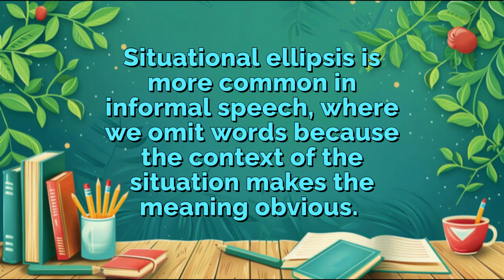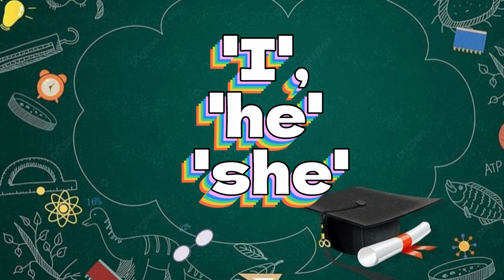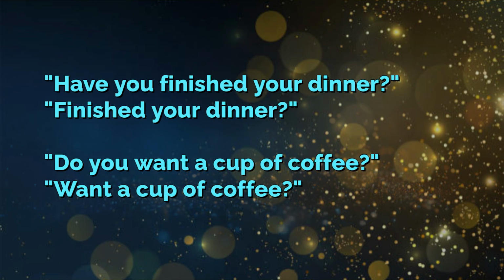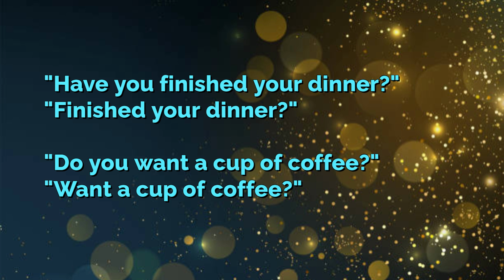Now, let's talk about situational ellipsis. This is more common in informal speech, where we omit words because the context of the situation makes the meaning obvious. We often leave out first-person pronouns like I or third-person pronouns like he or she when it's clear who we're talking about. For example, "Hope you enjoy your meal" instead of "I hope you enjoy your meal." "Went to the car wash today" instead of "I went to the car wash today." "Saw Dave today." "Seems well" instead of "He seems well."